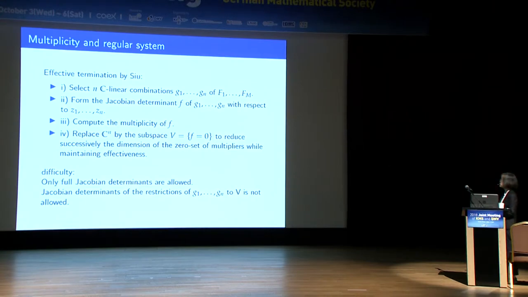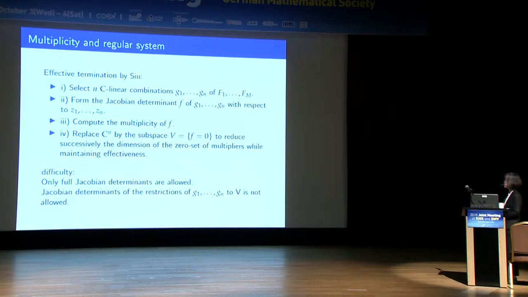Then effective termination by CU is given by this. First, we select n linear combinations of Fs, and then take its Jacobian determinant. So this is the first newly generated scalar multiplier. And then we compute the multiplicity of F. And then we want to replace Cn by the zero set of V. So that means we restrict G's to this variety and then take Jacobian determinant again. And then compute the multiplicity again.